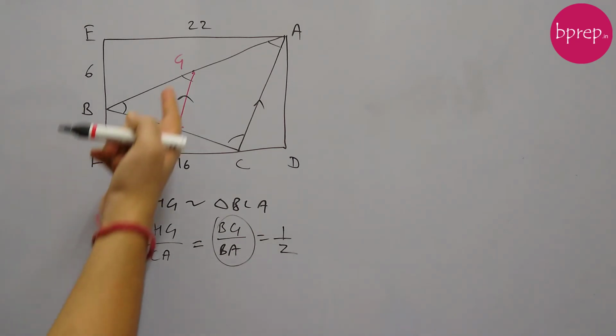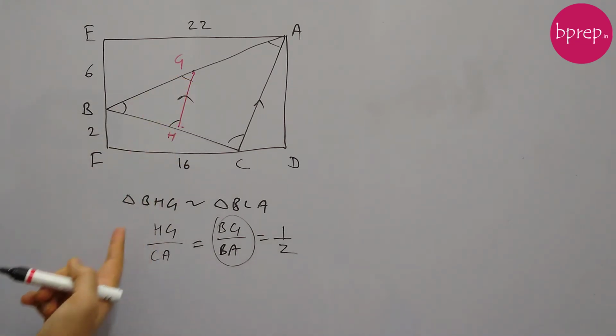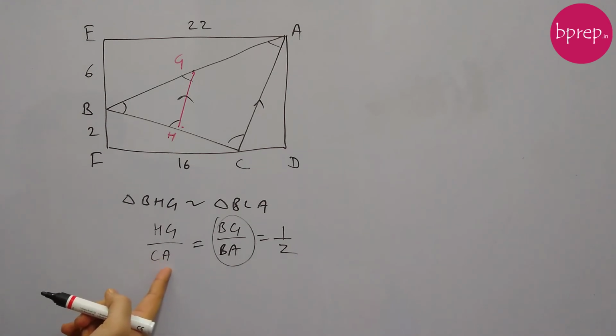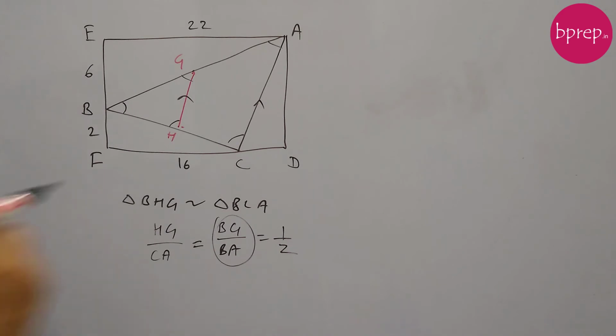Okay, we need to find out the length of GH. So now to find out the length of GH, what do we need? We just need the length of AC. So let's see what AC is.